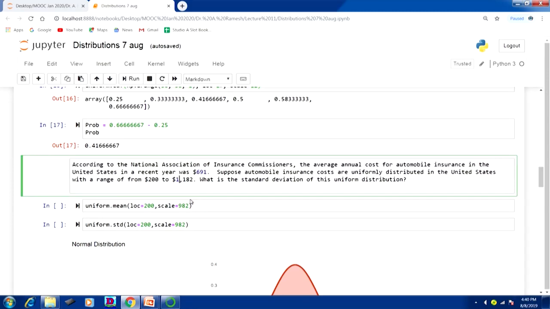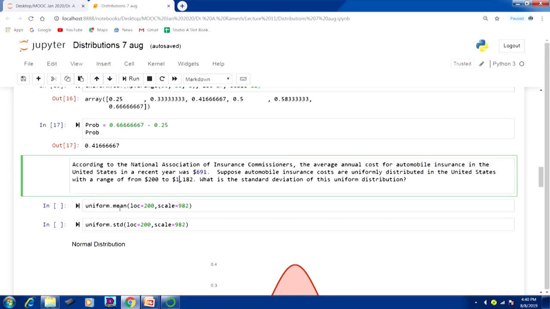According to the National Association of Insurance Commissioners, the average annual cost of automobile insurance in the United States in a recent year was $691. Suppose the automobile insurance costs are uniformly distributed in the United States with an average of $691, from $200 to $1,182. What is the standard deviation of this uniform distribution? So, we have to find out the standard deviation of this distribution. Before that, we will check the mean. The mean is given, $691.